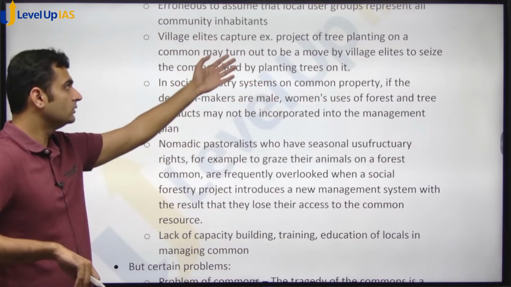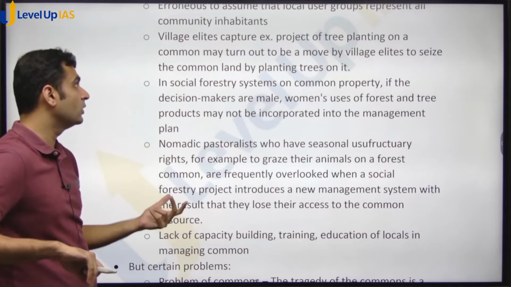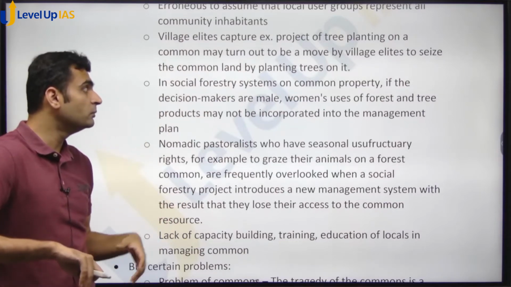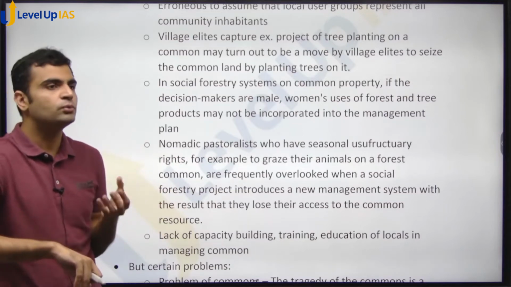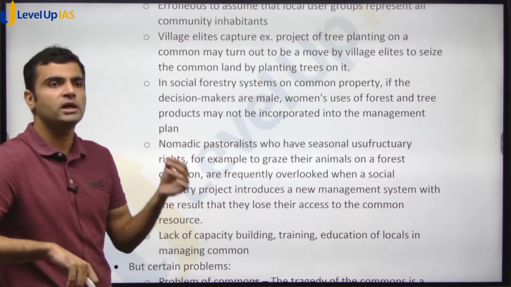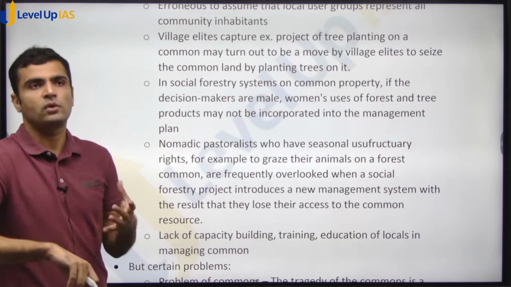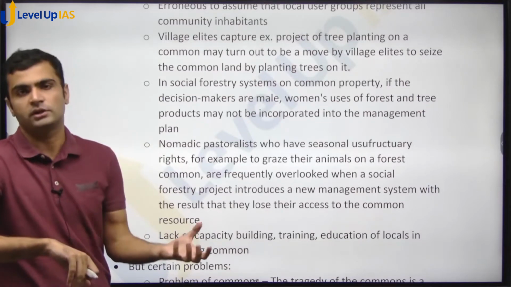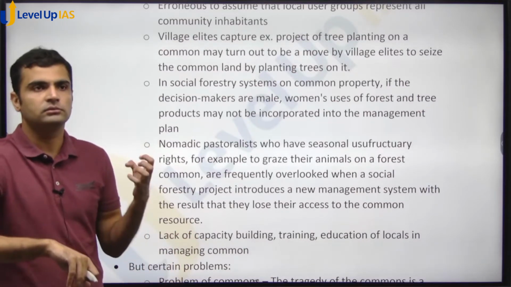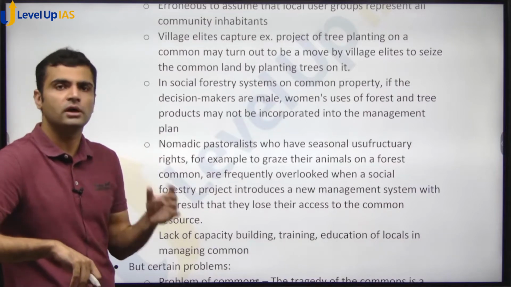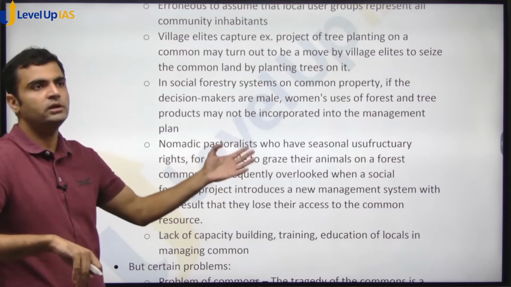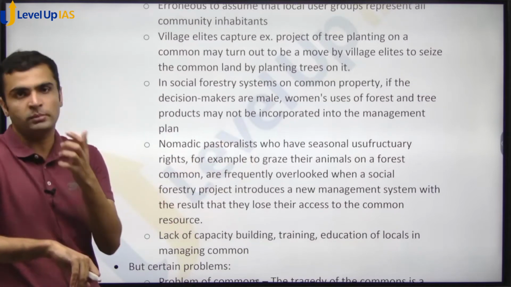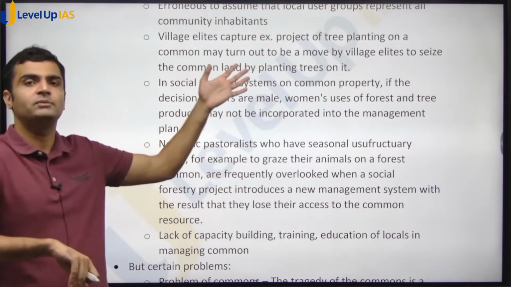For example, there can be a project of tree planting on a common which may turn out to be a move by village elite to seize the common land by planting trees on it. So they just want to seize the land. They don't want anybody else to use that land. For example, if there is a common pasture which nomadic tribes and herders use, and it is a common, the village elite will just plant trees, destroy the pasture because they want to grab that land.